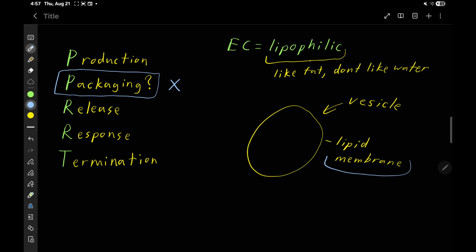However, endocannabinoids, on the other hand, are lipophilic, meaning they're the opposite. They like fat and they don't like water. So if you have endocannabinoids inside your vesicle, because they like fat, they will easily be able to pass right through your lipid membrane and exit the vesicle. So this makes it very difficult to store or package lipophilic messenger molecules such as endocannabinoids. That's the main reason why they're not packaged. As soon as they are produced, they are released outside the cell.